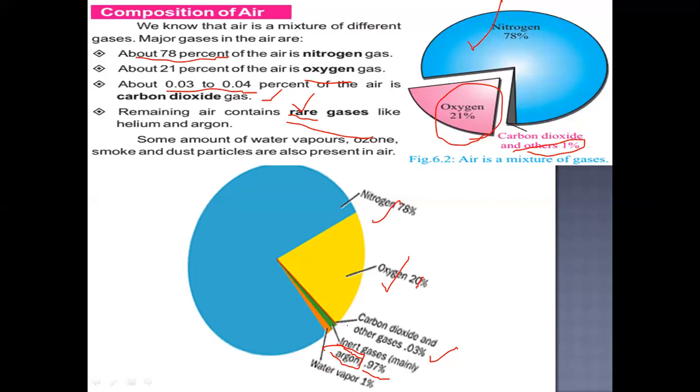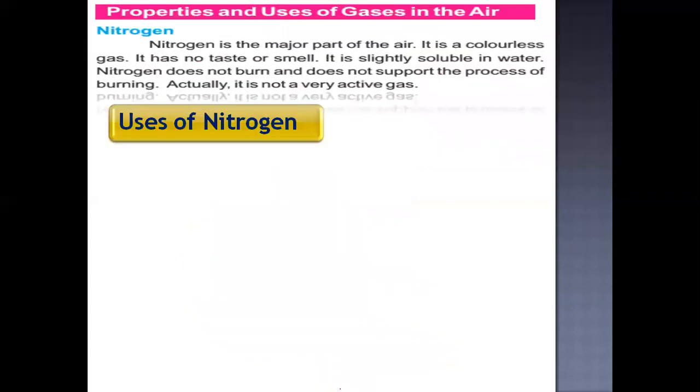Except for them, there is one more major component, called water vapors, which is about 1%. Not only water vapors, but some dirt, dust particles, and chemicals are also present in the air.